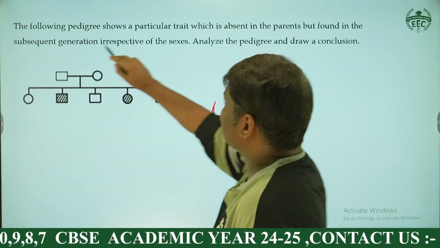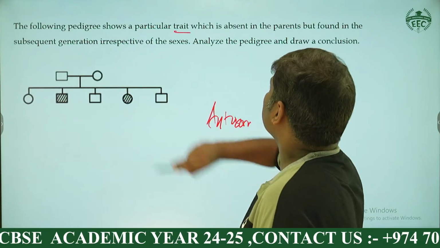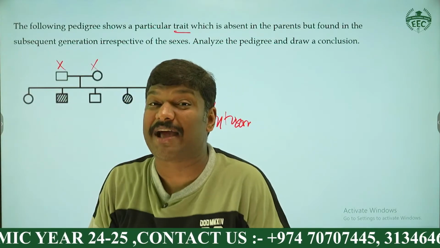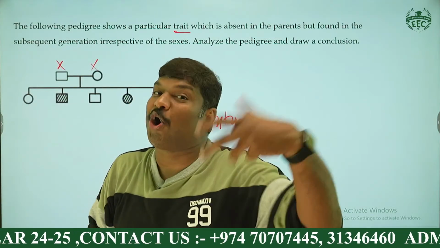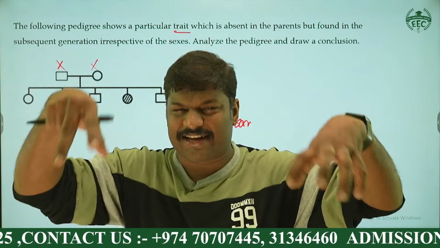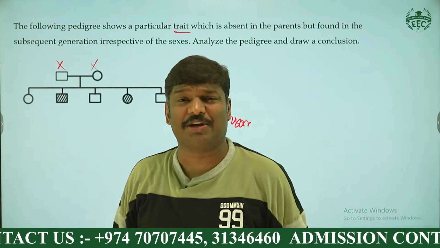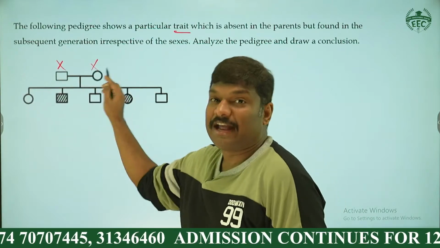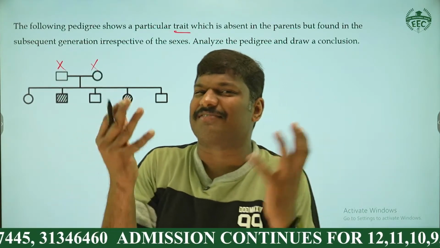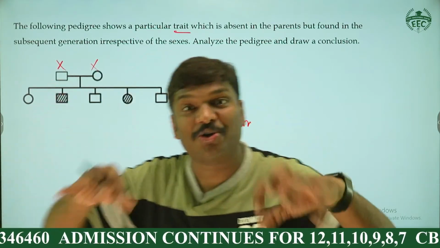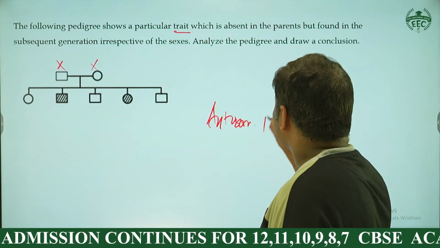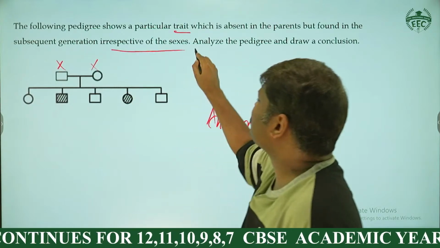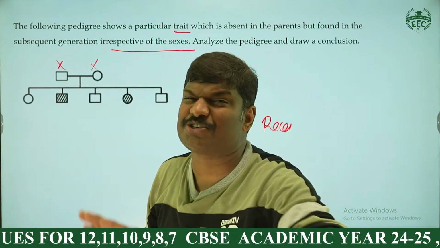Autosomal. So here the question is, the following pedigree shows a particular trait which is absent in the parents. Absent in the parents means what? If it is a dominant trait, that character would be there in the parents, but it is a recessive one. So recessive traits are not there in the parents, my dear students. So that's why they are heterozygous, and they are not having that trait. So that's why it is autosomal as well as recessive, my dear students. But it is found in the subsequent generation, irrespective of the sex, so that's why it is not sex linked.